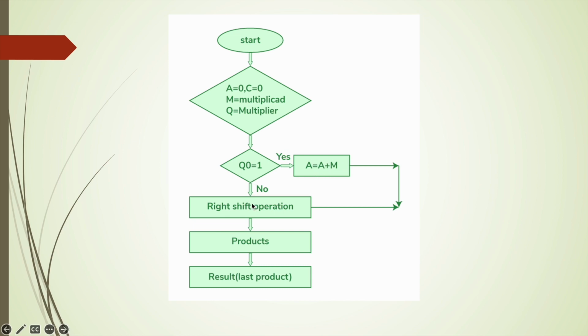If Q naught is not 1, we don't add, we just shift the value. If Q naught is 1, we add the multiplicand and shift the partial product. If it is 0, we just shift the product. We keep on doing this till all the multiplier bits are checked. We will have one more loop here till all the multiplier bits are completed. The result is obtained after completing n iterations, where n is the number of bits of the multiplier.